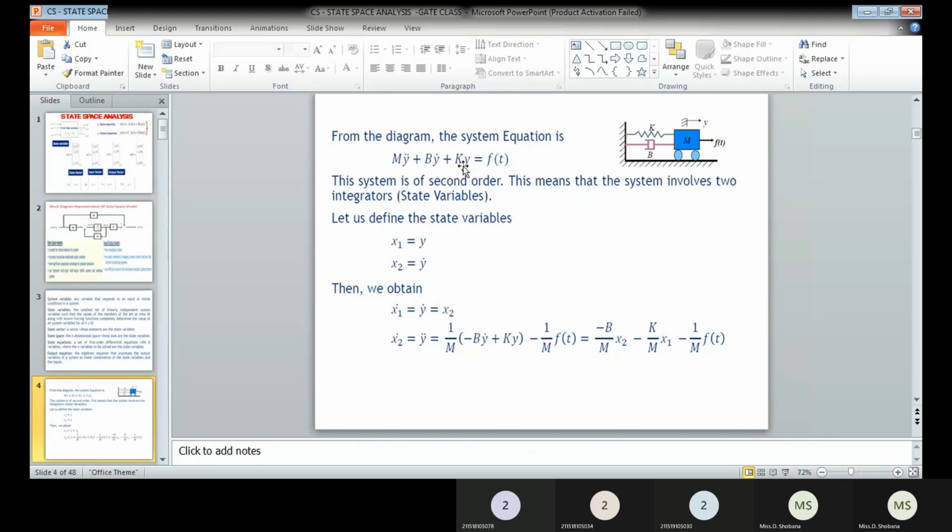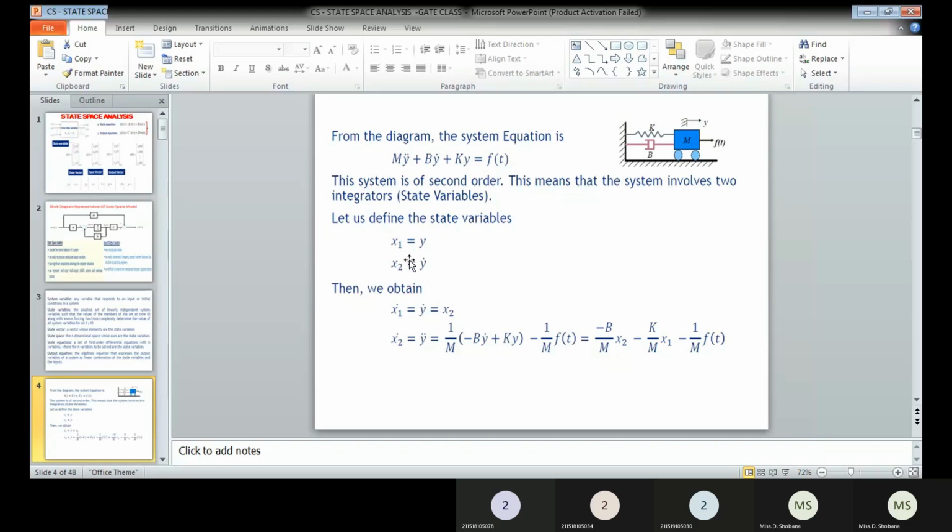In order to assign the state variables, we have to look into the equation and consider the system variable as one of the state variables. Here the system variable is your y, equal to x1. That is the first state variable. The next state variable we assign as the differentiation of this, so here we have y dot. Like that we can assign the state variables, then substitute them and obtain the state equation.